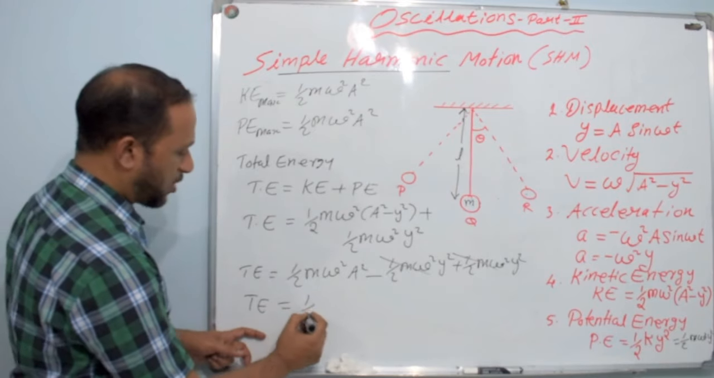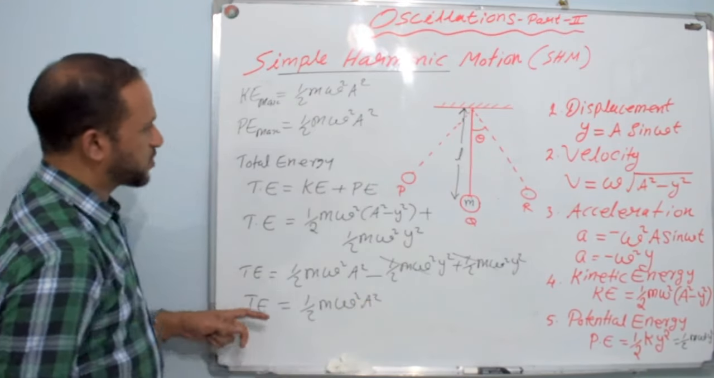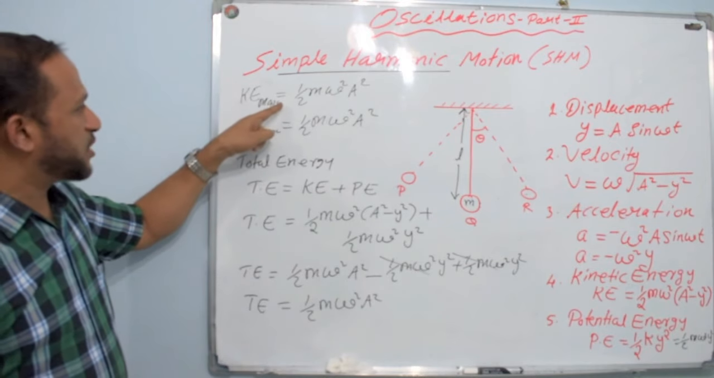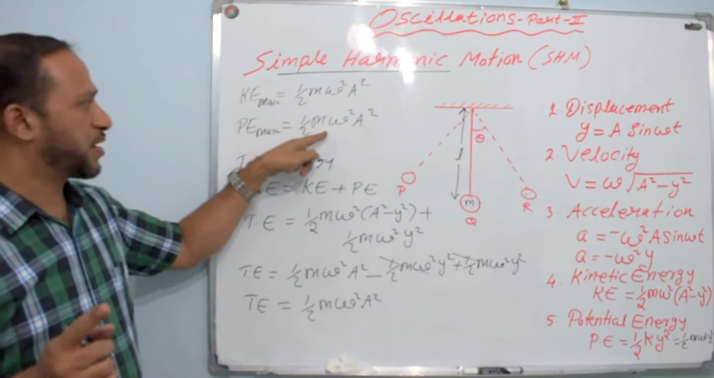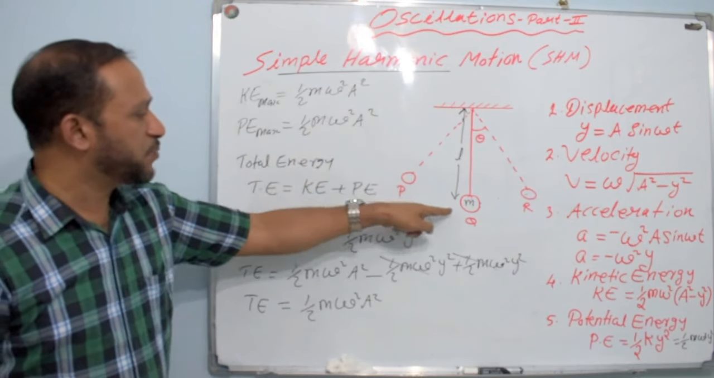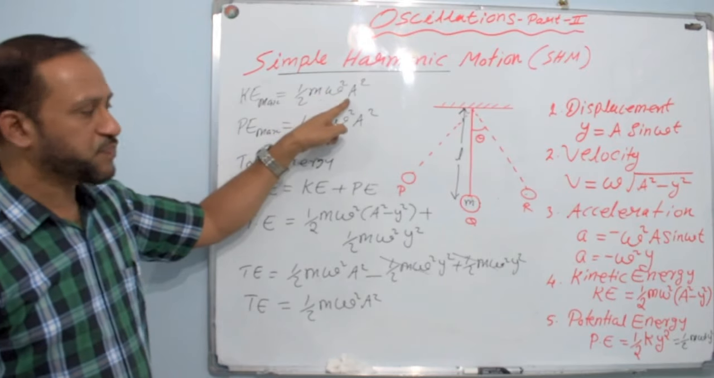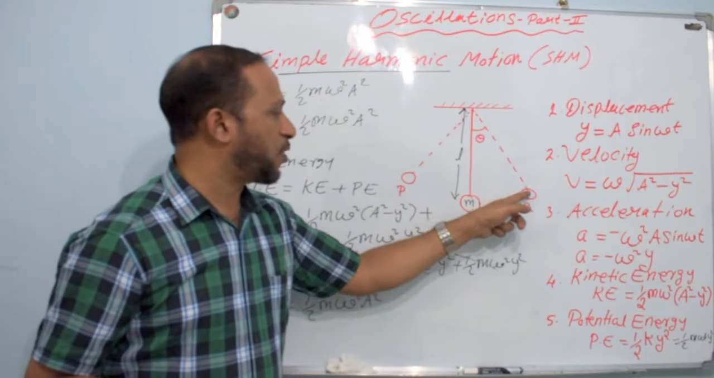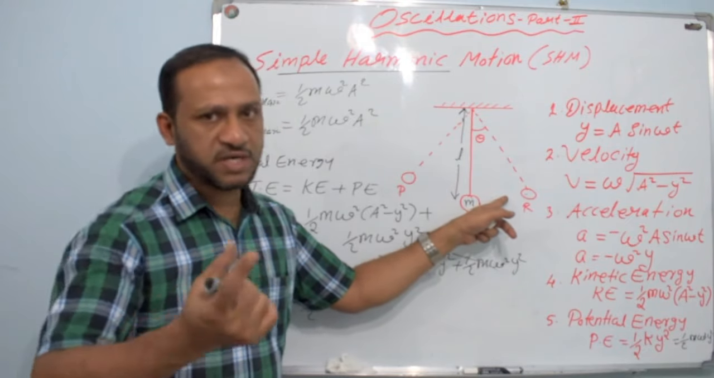Total energy is equal to half m omega square A square. See here, at the extreme point, the maximum potential energy is half m omega square A square. At the mean position, maximum kinetic energy is half m omega square A square. In between the extreme point and mean position, anywhere in between, there is both potential energy as well as kinetic energy.